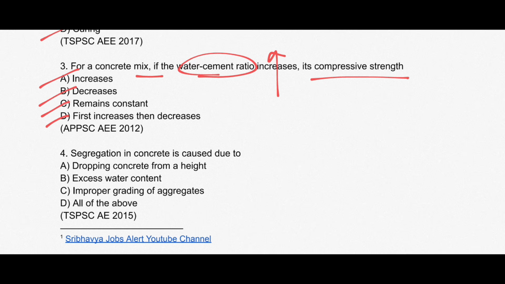As we all know that మనకి water cement ratio అనేది పెరిగిన కొద్దీ దాని యొక్క strength అనేది తగ్గుతూ ఉంటుంది, okay, as per Abrams' law, okay. So the answer is option B, that is decreases.